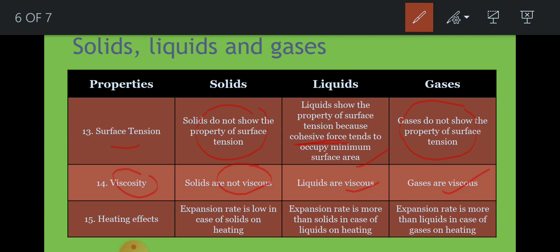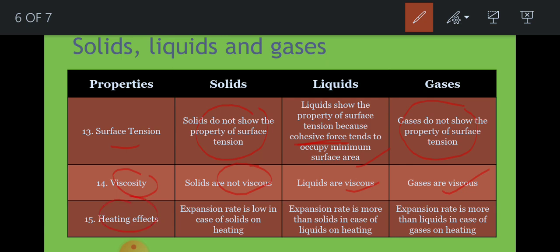Now tell me, which flows faster, water or honey? What would you tell? Honey flows slower than water because it is thick. So, viscosity means how thick or thin a liquid is. Now, toothpaste is very viscous since it is very thick and moves very slowly. I hope this point is clear. Now, the last property which I will discuss today is heating effects.